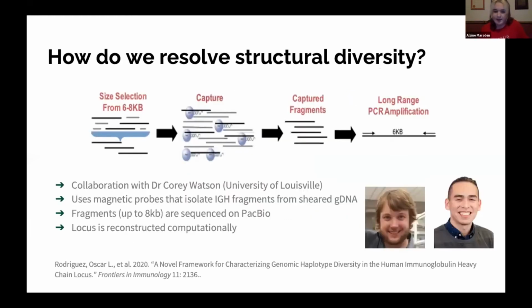But a targeted NGS approach is not sufficient to really capture the entirety of structural diversity. So I was very fortunate to travel to the University of Louisville, spend some time in Dr. Corey Watson's lab, where they have pioneered an IGH hybridization capture technique. He's actually presenting a poster on this at this conference if you're interested. It essentially uses magnetic probes to isolate IGH fragments from sheared genomic DNA, and these fragments are quite large. They can be up to 8 or 9 kb, which were then sequenced on a PacBio and reconstructed computationally to get a look at the locus.